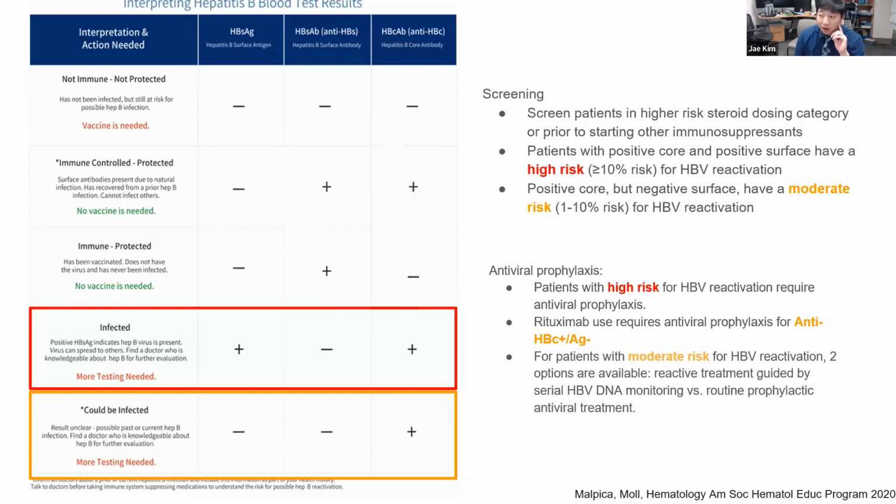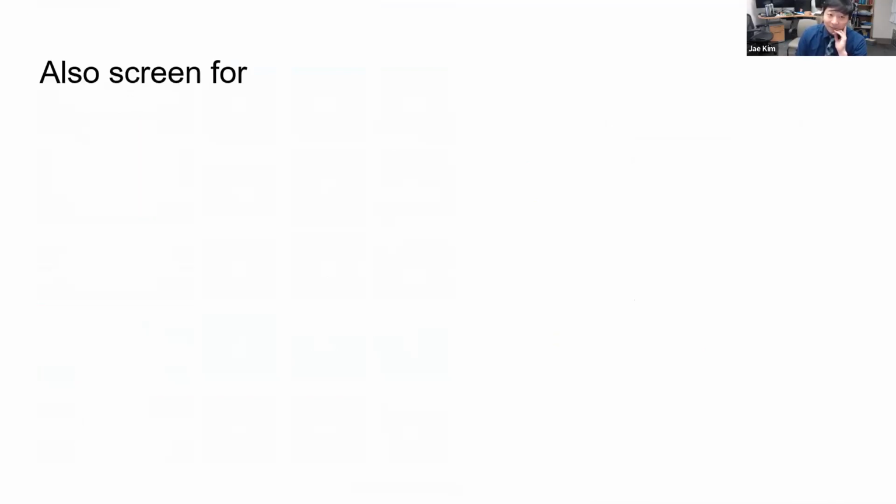Rituximab use requires antiviral prophylaxis for the moderate risk group. And for patients in the moderate risk group, there's 2 options available, the reactive or the routine prophylactic antiviral treatment, where you monitor serial Hep B DNAs and administer accordingly. And I have seen you guys do this portion, so good job, guys. Entecavir or tenofovir is the preferred agent because of the low risk of resistance.